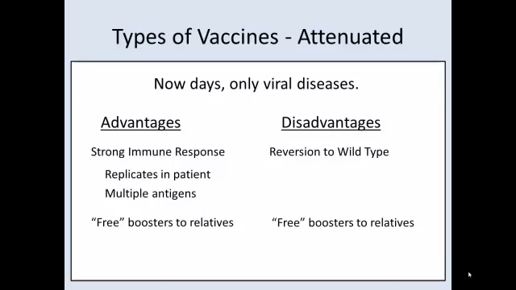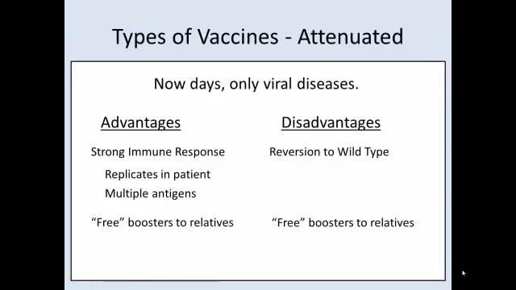Okay, also free boosters to relatives. People don't like this, understandably. When you have in the home maybe somebody who's got a suppressed immune system, you want to be able to control who's being exposed to the vaccine. If you have somebody that really shouldn't be getting the vaccine, you don't want them to accidentally get it.